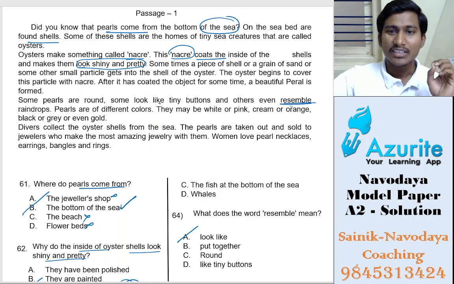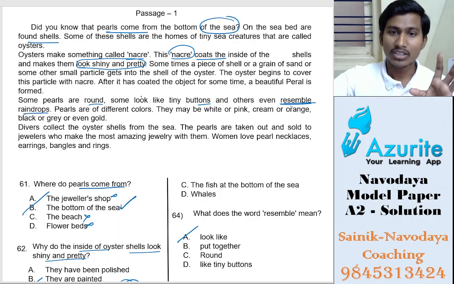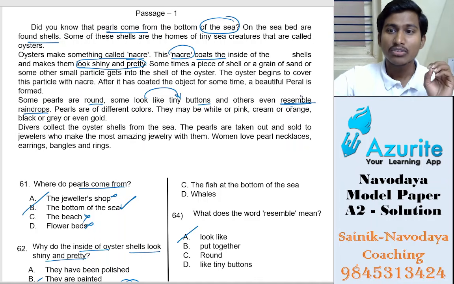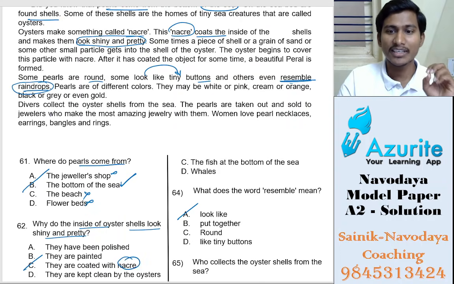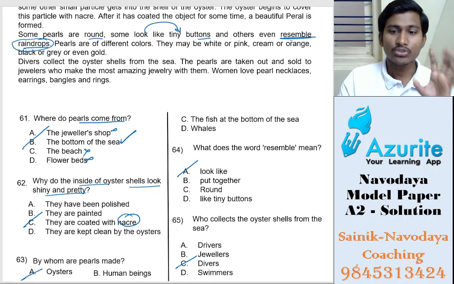Some pearls are round, some look like tiny buttons, and others even resemble raindrops. Means look like tiny buttons, look like what? Raindrops. So look like will be the answer. Look like is option A, right? That is the answer. Now 65.